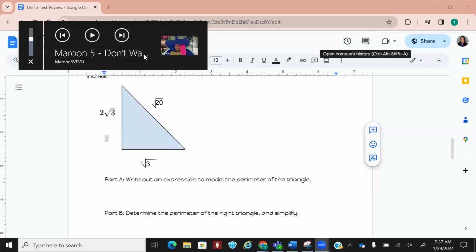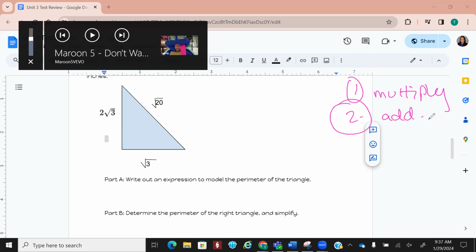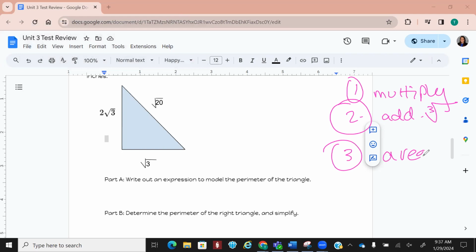So really quick, on your mastery check, the first question is going to be about multiplying. The second one is going to be about adding, and it's going to deal with a cube root. And the third one is going to be about area. Okay. And it's going to have like a word problem.